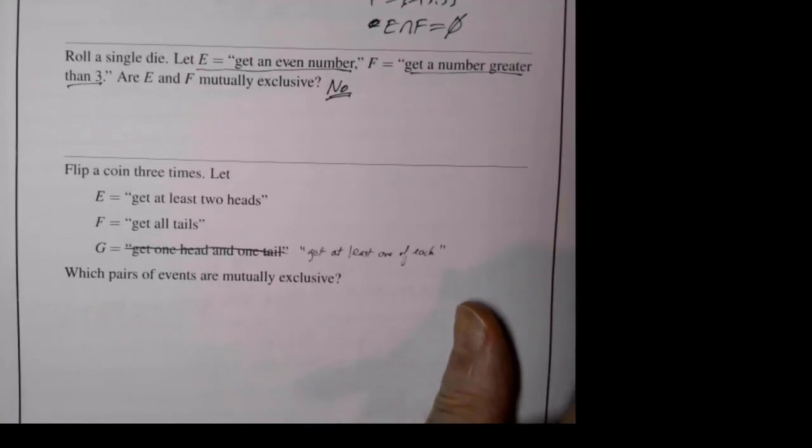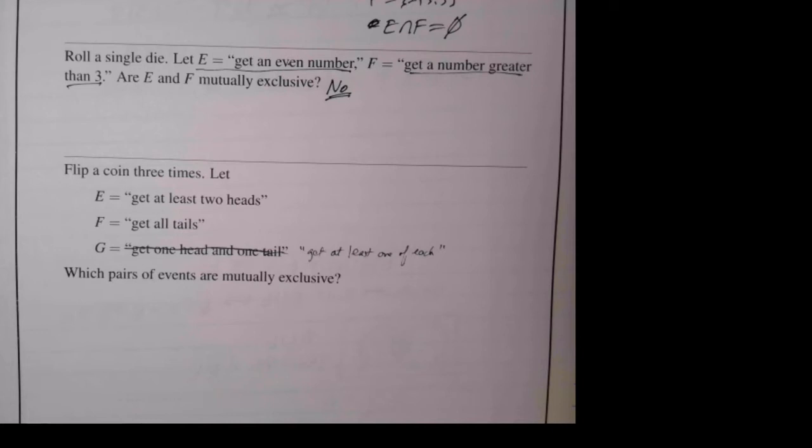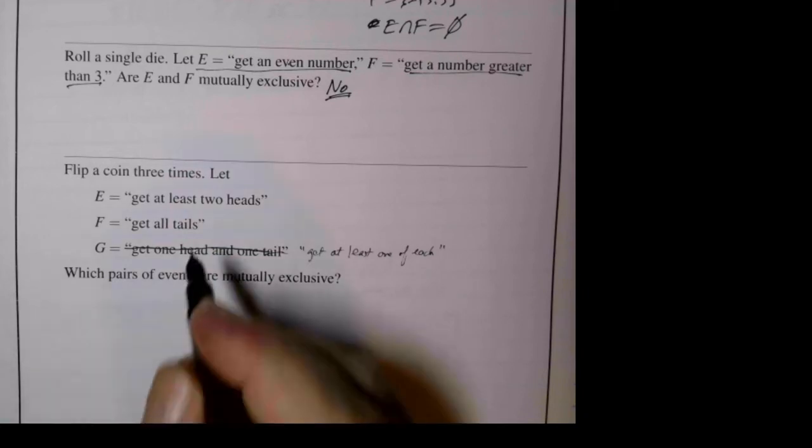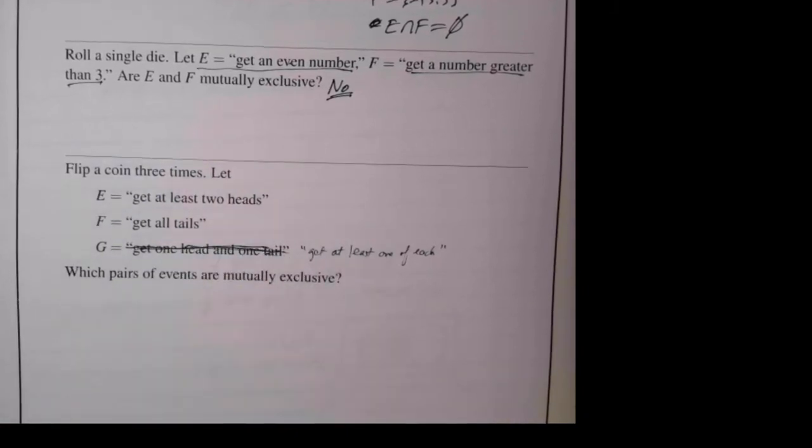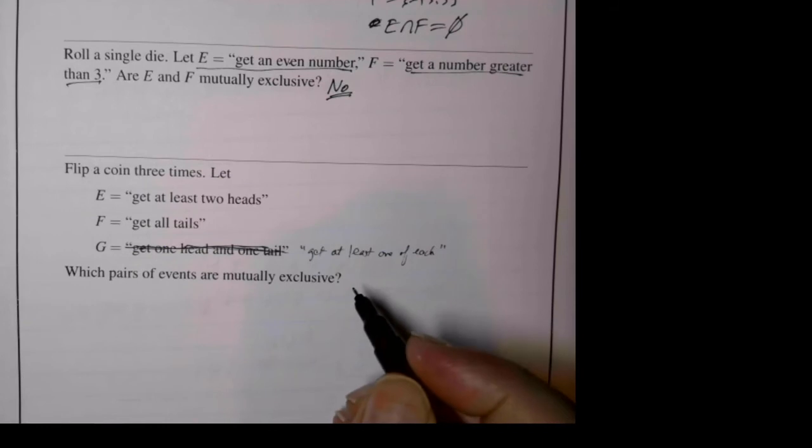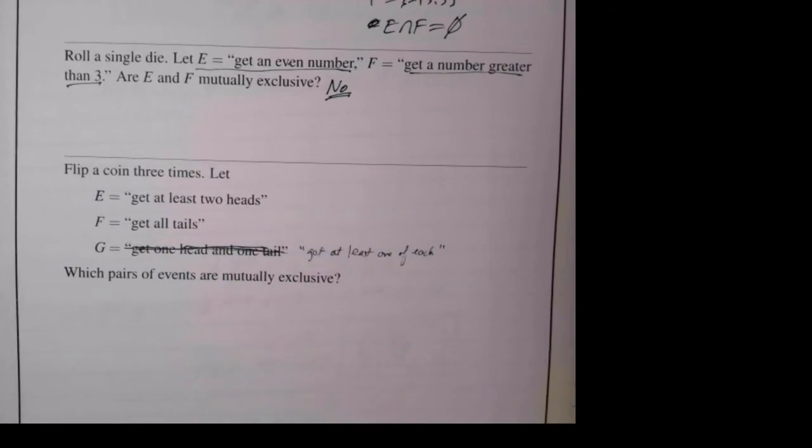Okay, here's a third one. We're going to flip a coin 3 times, and we're going to define 3 events here. E is the event you get at least 2 heads, F is the event you get all tails, and G is the event that you get at least one of each. I wrote kind of a bad description of that here. I want to replace it. Which pairs of events are mutually exclusive?